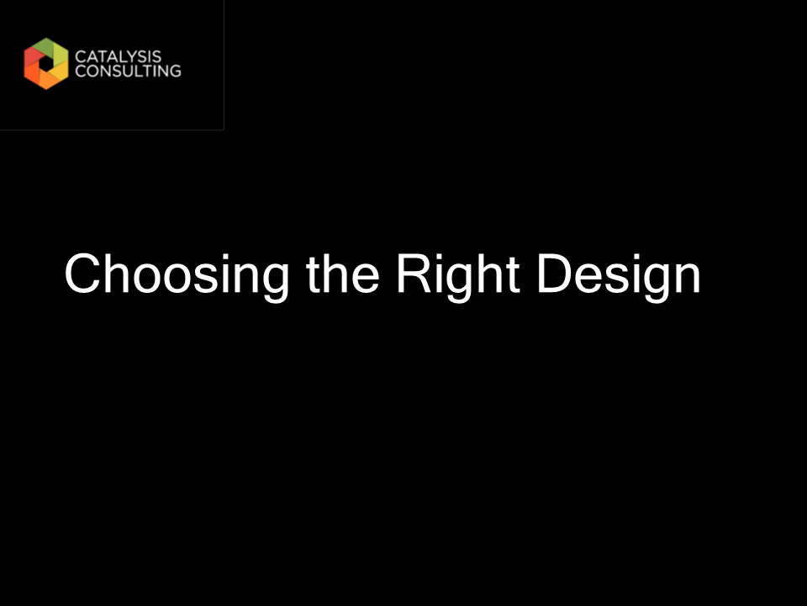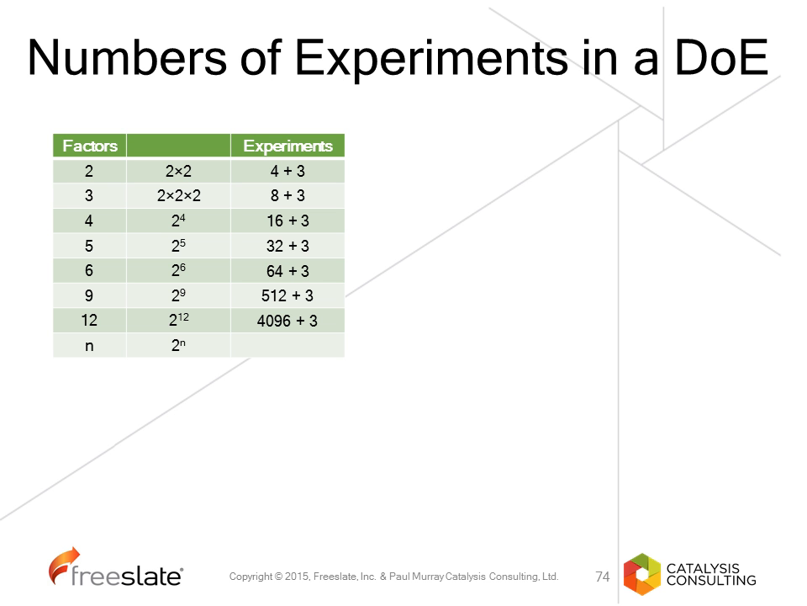How do we choose the right design type? If we look at factors, if we have 2 factors, we would need to look at that in 4 experiments plus 3 repeats, so 7. That's an easy number to achieve.